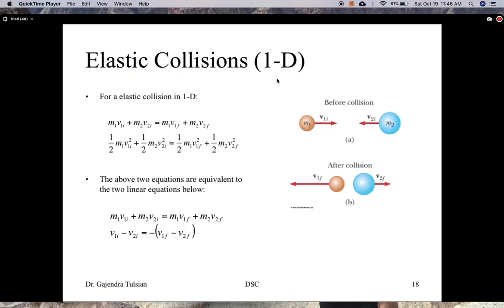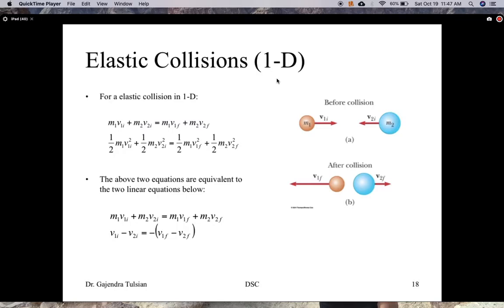And since it's an elastic collision, the kinetic energy of 1 and kinetic energy of 2 before, that's what the subscript i is, and the kinetic energy after the collision is also conserved. Now here are two equations, so in problems you can be asked to solve for two unknowns. It turns out that with some algebra, only for this special case of elastic 1D collisions, these two equations can be simplified. These two equations turn out to be equivalent to these two equations.